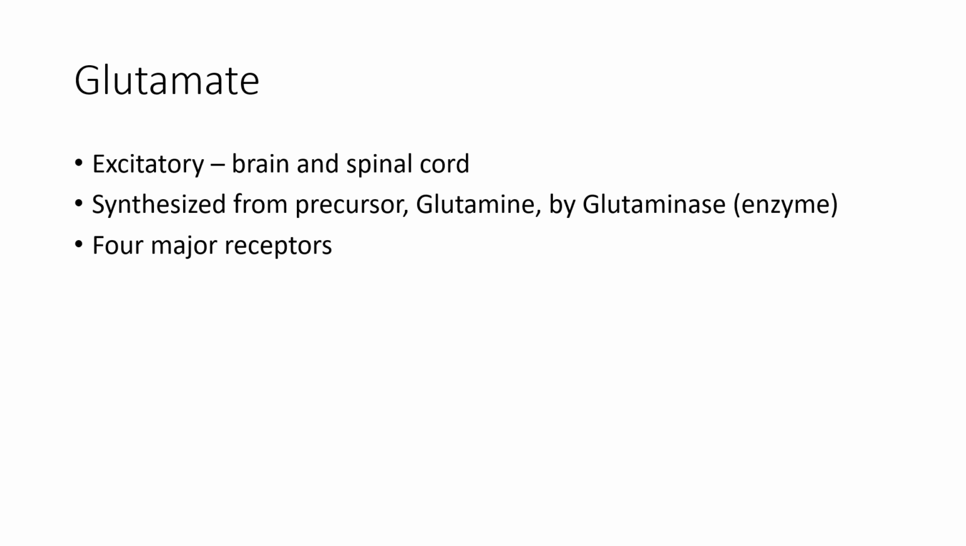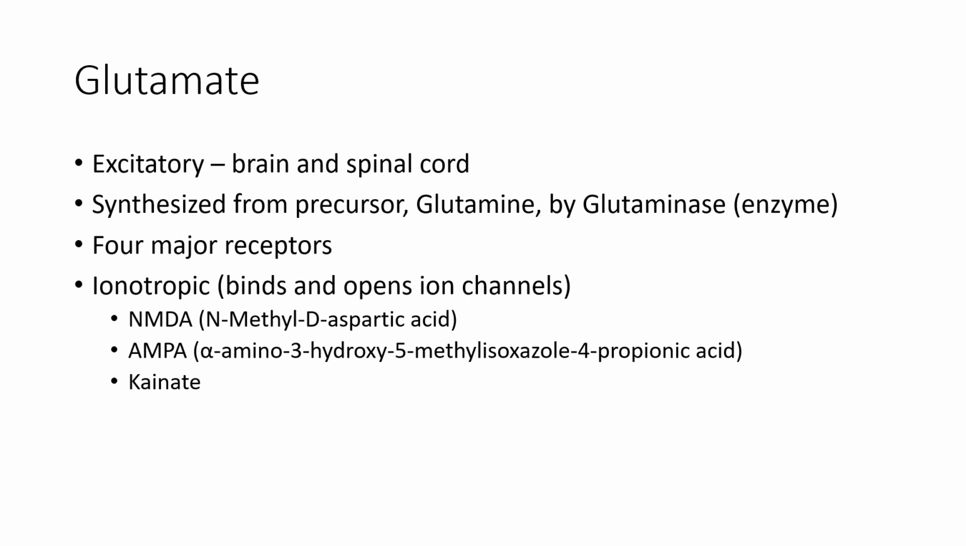There are 4 major types of receptors in your body that bind with glutamate. 3 of them are what we refer to as being ionotropic. What that means is that when glutamate binds with these receptor sites, the ion channels open and allow for action potential to happen. So we also call this direct binding because as soon as glutamate binds to these sites, the ion channels will open. These 3 are NMDA, and your text talks about NMDA the most, AMPA, and kainate.